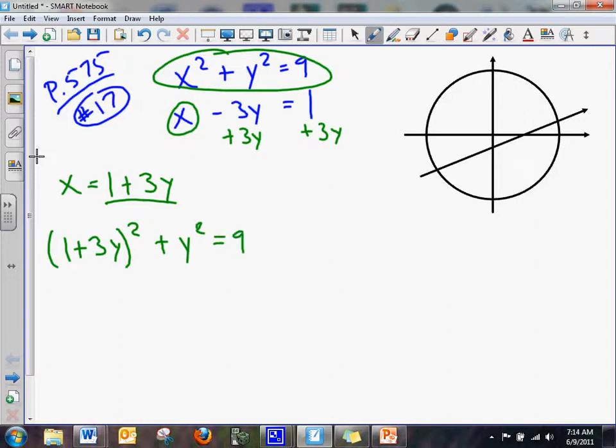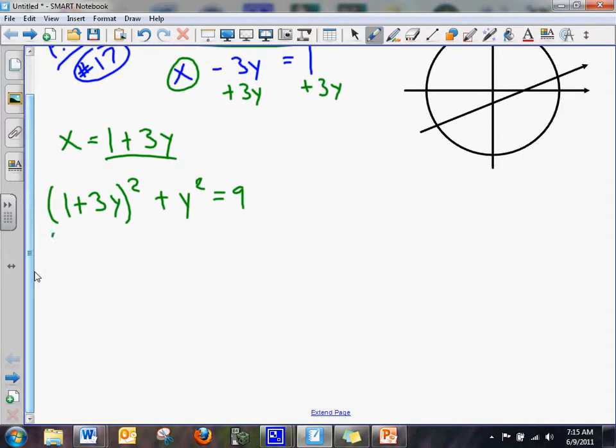Now we're just going to solve for y. It's going to be a quadratic equation. If it's a quadratic equation, you always want it to be equal to 0. You want all of the terms, in this case, on the left side of the equation. So to start, first we're going to have to FOIL this squared term here. So let's do that first. I'm going to write it out. Now we've got to FOIL it.